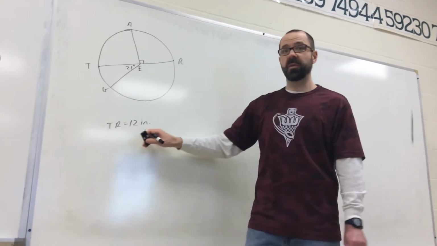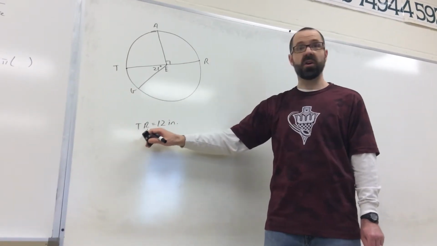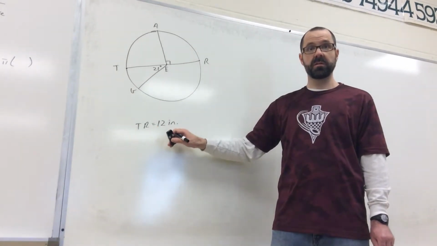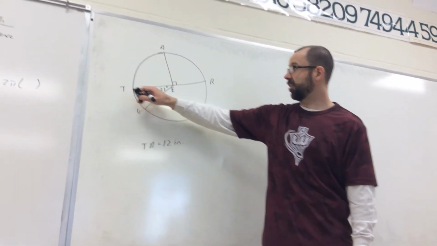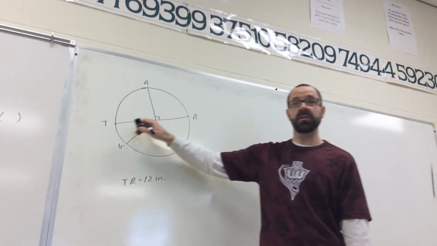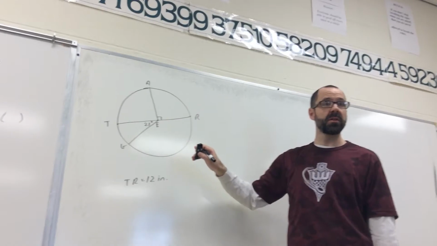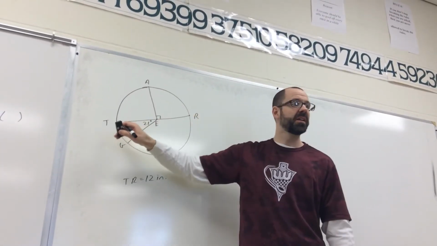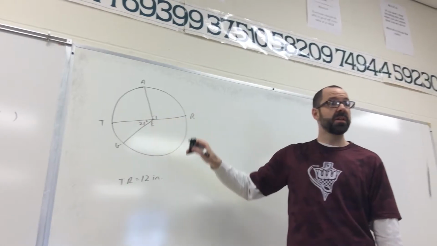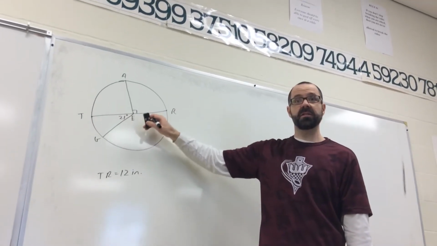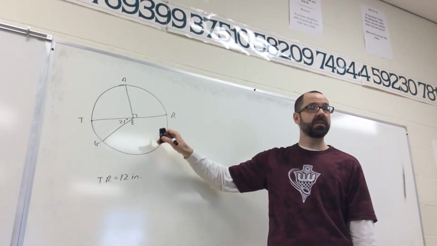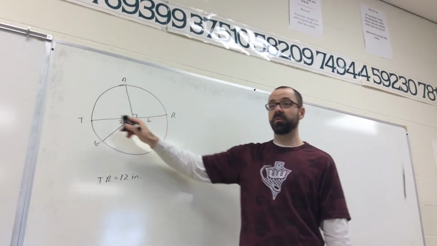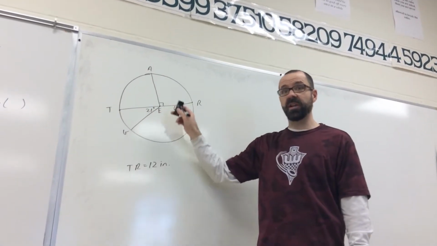So this information is important. It says that from T to R is 12 inches. So if you go from T to R straight across, it's 12 inches. So what's that called? What's that line called? Good, that line's called the diameter. So then we need the radius. So how big is the radius? Awesome. So 12, they told us the diameter was 12, so the radius is 6.